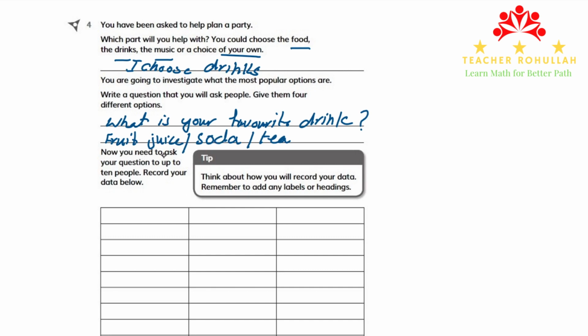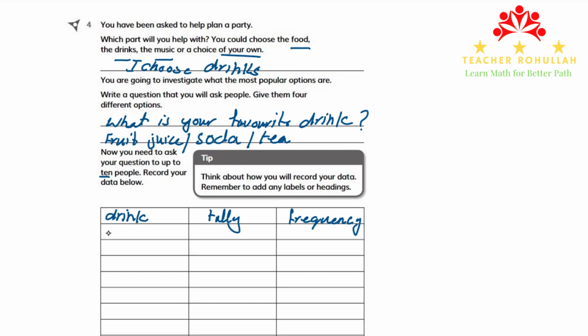Now it says, now you need to ask your questions up to 10 people. Record your data. How should we record our data? In the first column, I will list the drinks. In the second column, I will use tally marks. In the third column, I will record the frequency. Because I have to ask 10 people, I will ask each of them one by one and record my answer.